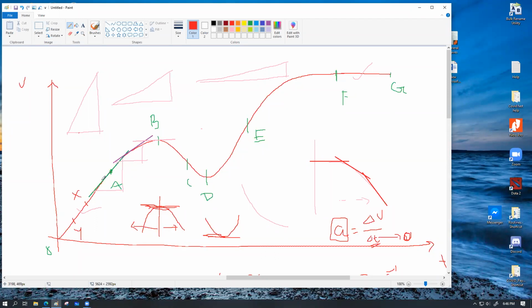I actually chose these points O, A, B, C, D, E, F, G as convenient transition points, where certain parameters of the velocity are changing significantly. That helps us to segregate the graph into particular segments, which makes the explanation far easier.